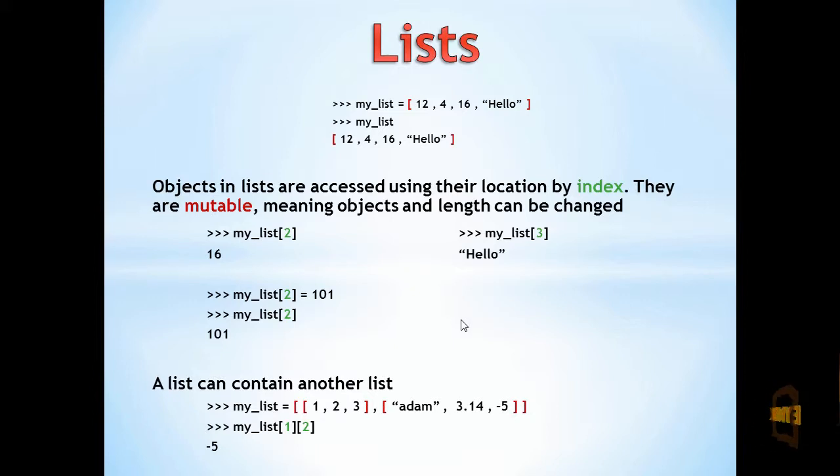A list can contain another list such that my list is equal to the list 1, 2, 3 and another list being the string Adam, 3.14 and -5. We can access values inside of the list by accessing first the second list, then the third member, putting 1 inside the brackets for the second list, then 2 for the third member.